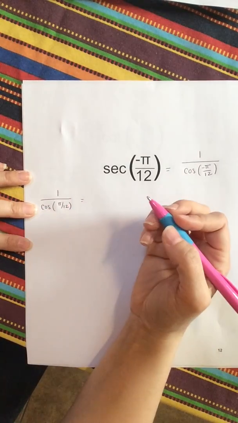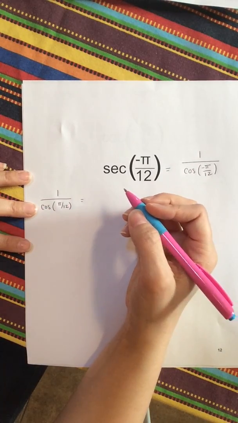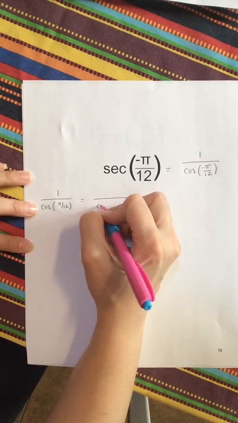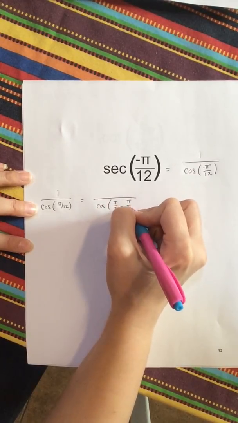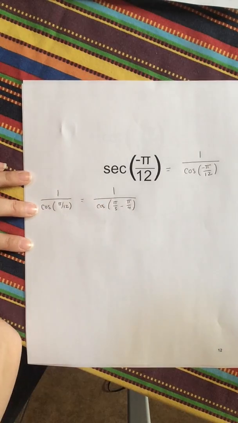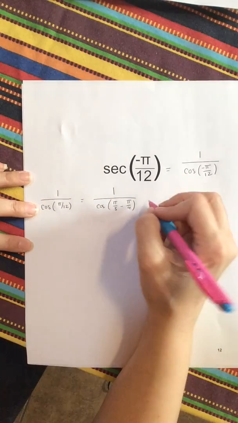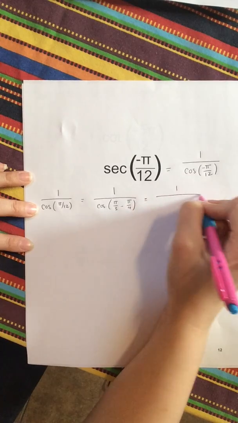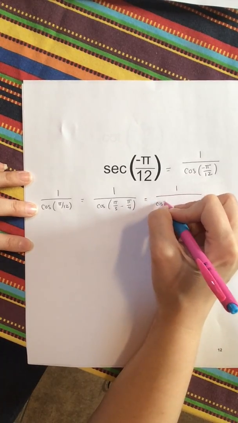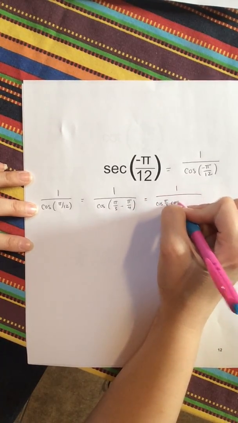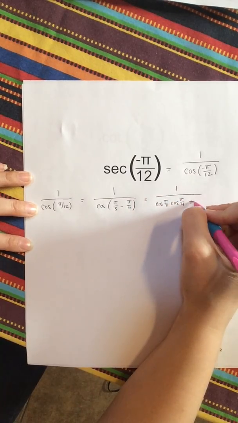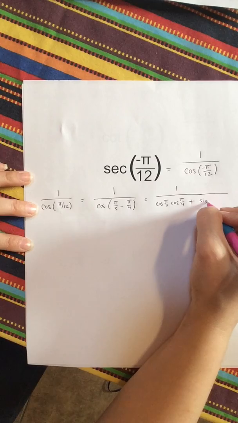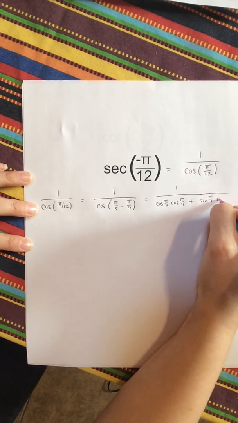And based on what we did yesterday, we know that pi over 12 can be written as pi over 3 minus pi over 4. Well, and then we use our formula from yesterday. So I have the 1 on top, and then down beneath, cosine of pi over 3 times cosine of pi over 4. Since it's a minus sign here, it's a plus sign here. Sine of pi over 3 times sine of pi over 4.